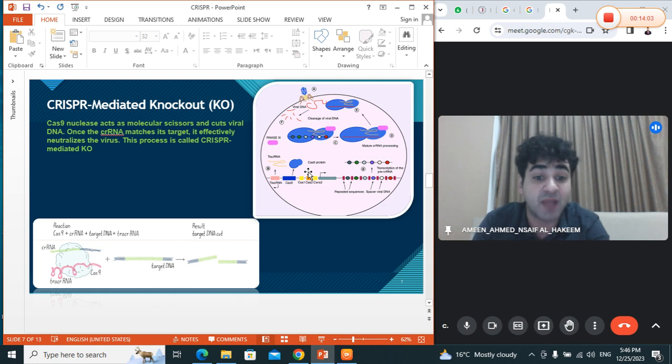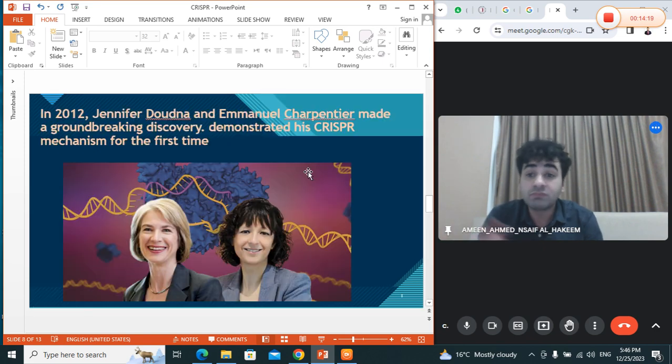So, CRISPR-mediated knockout is widely used to study gene function, model disease, and perhaps explore potential therapeutic targets, or modify organisms. So these are all related together. So if we go to CRISPR-Cas, what's happening there?